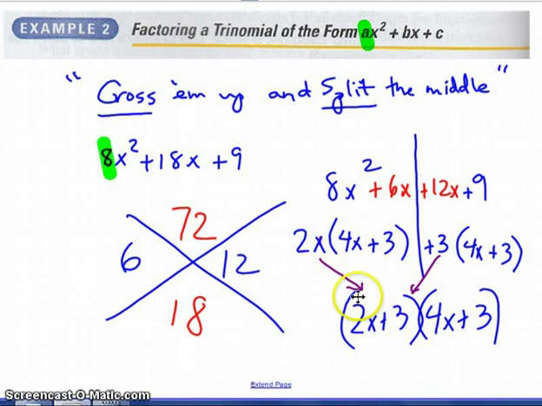It makes sense because think about it this way. You've got 2x of these 4x plus 3 things and, or plus, you've got 3 of these 4x plus 3 things. So collectively, you've got 2x plus 3 of these 4x plus 3 things. I'll do another one.